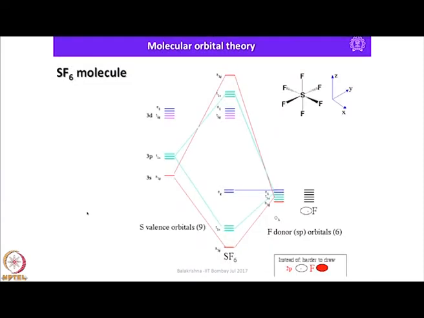Let us look into one more example here, the SF6 molecule. If you go to the valence bond theory, we assume that sulfur undergoes sp3d2 hybridization, and it generates 6 hybrid orbitals having 1 electron each, and that combines with 6 fluorine atoms to form an octahedral molecule having 12 electrons surrounding it.